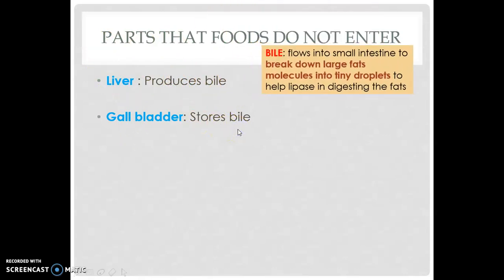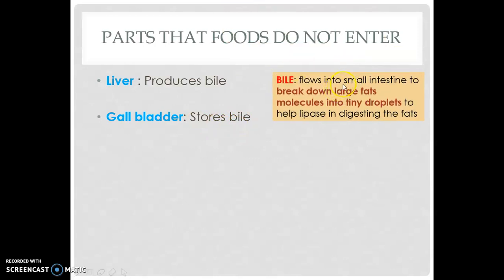What about the parts that food does not enter? Do you remember? There are three parts, which are the pancreas, the liver, and the gallbladder. So the function of the liver and gallbladder is here. The liver produces bile and the gallbladder stores it. And what is bile? Bile is a chemical which flows into the small intestine to break down the large fat molecules into tiny droplets. This is important to help the lipase in digesting the fat.